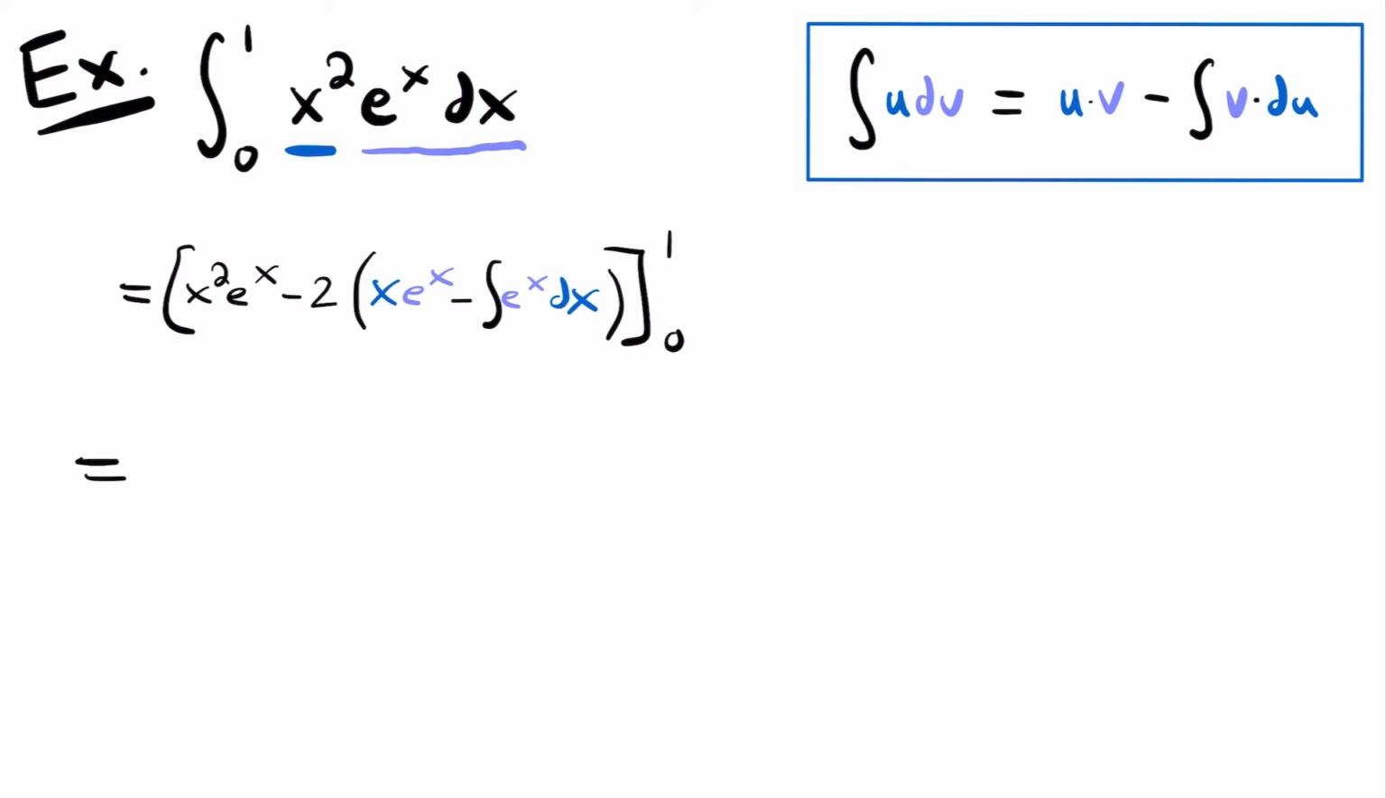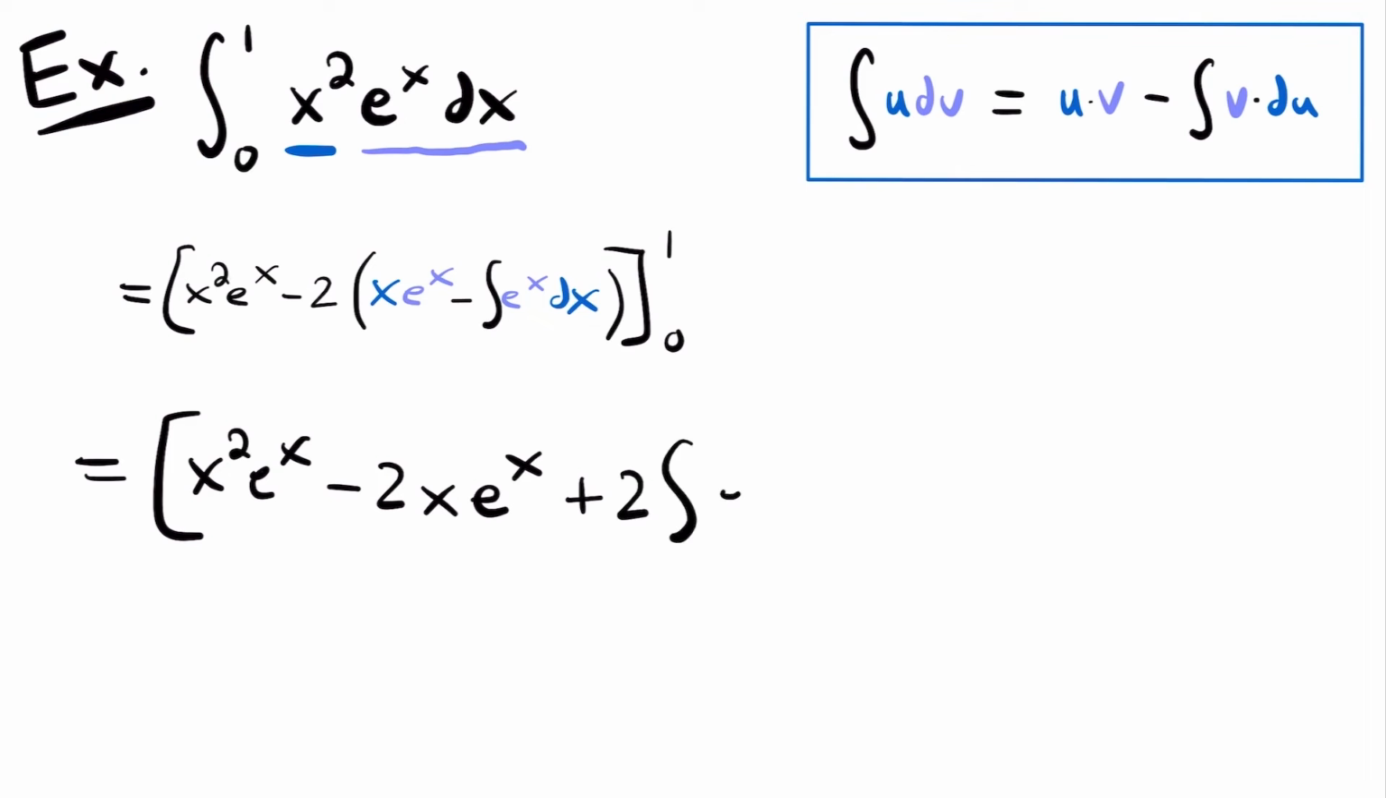This will be equal to x squared times e to the power of x, and then let's distribute negative 2 to each of these terms. So we'll have negative 2x times e to the power of x plus 2 times the integral of e to the power of x dx evaluated from 0 to 1. Right, so negative 2 times this negative integral will give us positive 2 times that integral. All right, and so the integral we are left with now is a pretty simple integral that we can evaluate.